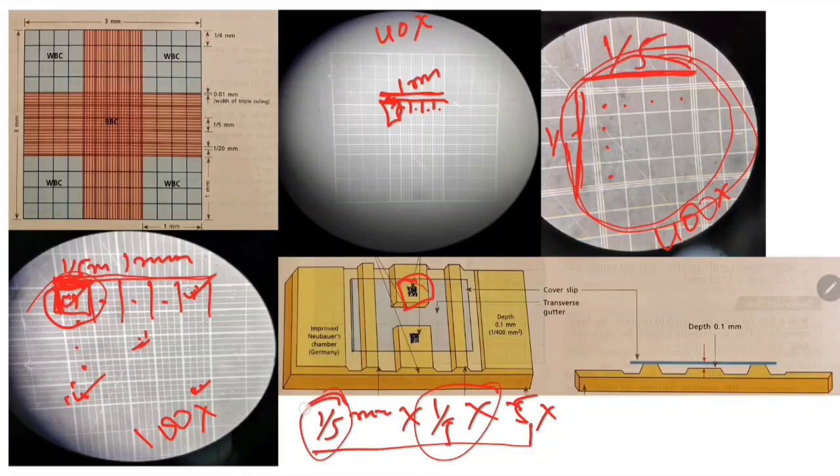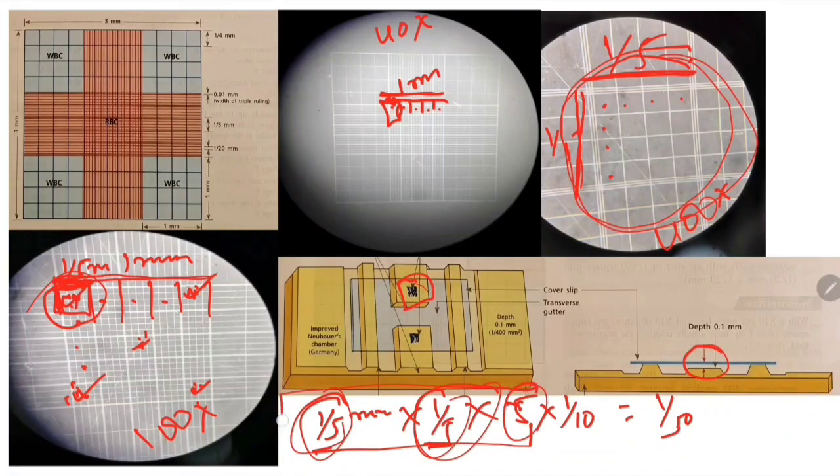To calculate the area, 1 by 5 into 1 by 5 into 5 boxes. So total area we are going to count, we can calculate. But if we want to calculate the volume of that particular 1 2 3 4 5 area, then we have to add 1 by 10 millimeter depth also. So totally 1 by 5 into 1 by 5 is 1 by 25, into 5, 1 by 250, into 1 by 10. So finally we'll get 1 by 50.